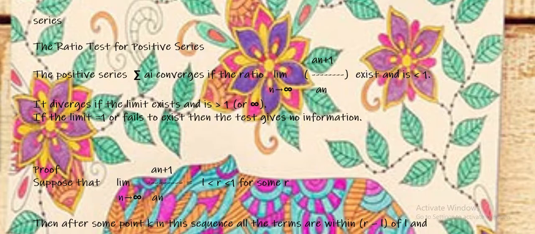The ratio test for positive series. The positive series sum of a_i converges if the ratio limit of a_{n+1} over a_n, as n goes to infinity, exists and is less than 1. It diverges if the limit exists and is greater than 1, or infinite. If the limit is equal to 1 or fails to exist, then the test gives no information.